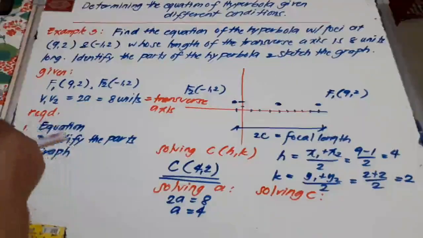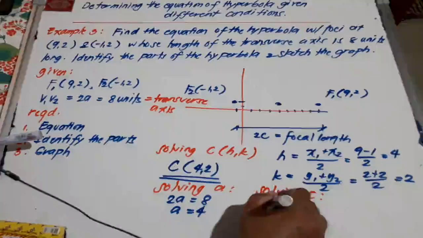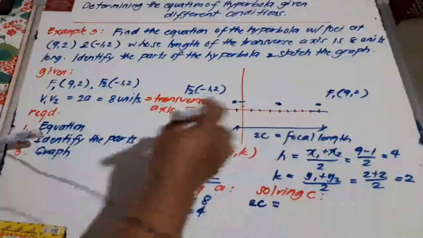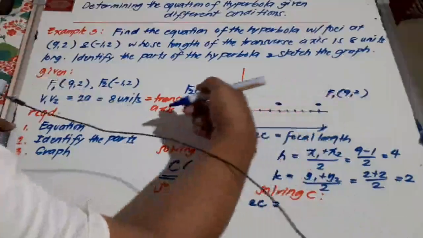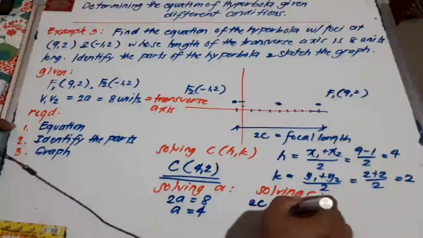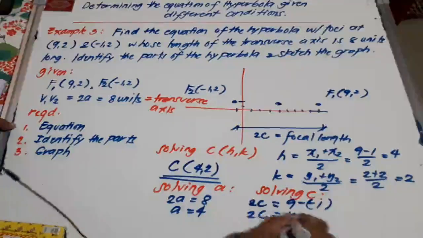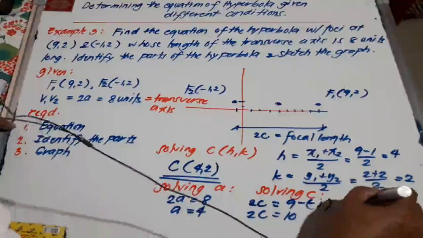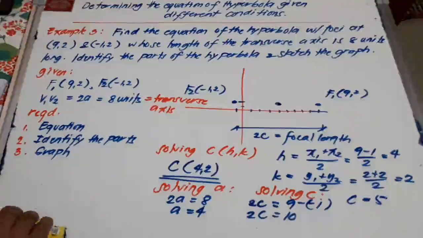Paano ulit yan? So that will be 2C is equal to the difference ng kaniyang abscissas. So 9 minus 1 is equal to 10 units. C equals 10 units. Divide both sides by 2, therefore C equals 5. Okay? Therefore C equals 5. Or if you want to use distance formula, pwede rin naman.